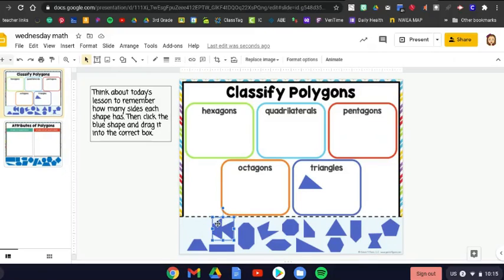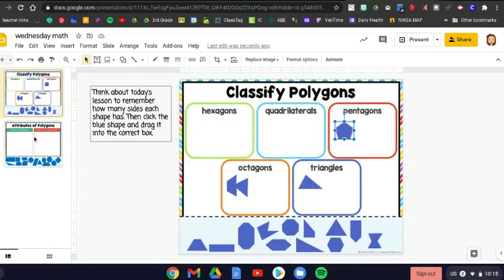Let's see. This next shape looks like two shapes stacked together. This shape has 8 sides, so I'm going to drag it over to the box for octagons that has 8 sides. Let's see, one more. This pentagon has 5 sides, so I'm going to click it or tap it and move it up to where it goes. All right, so I think that helps answer some of those questions. When all the shapes have been sorted, you are done with slide number 1.